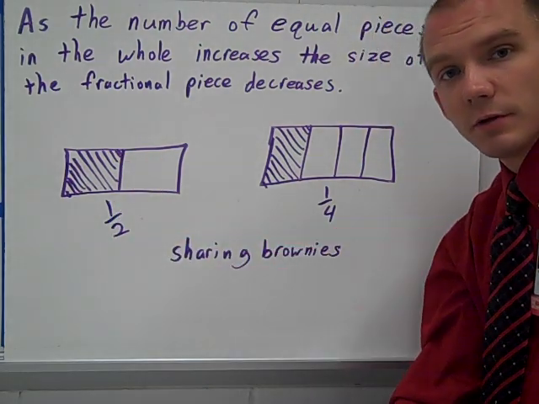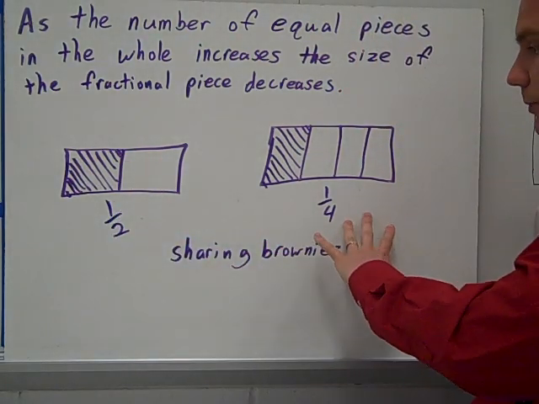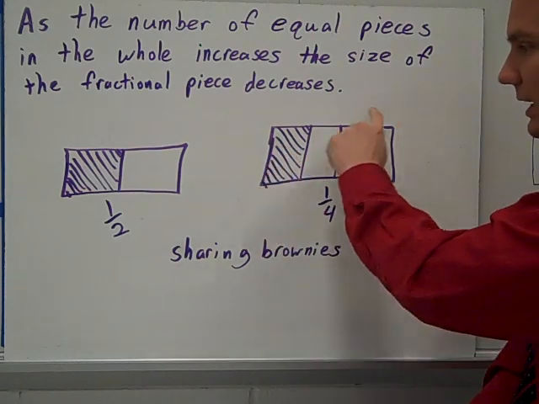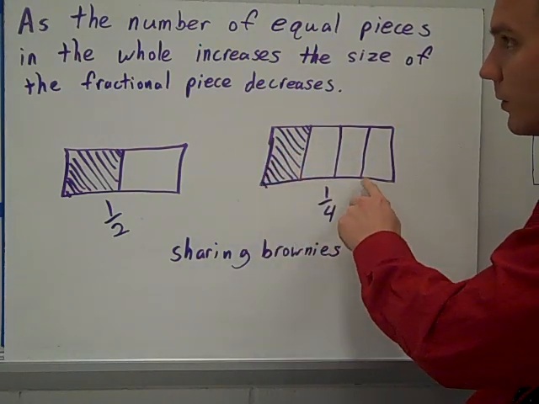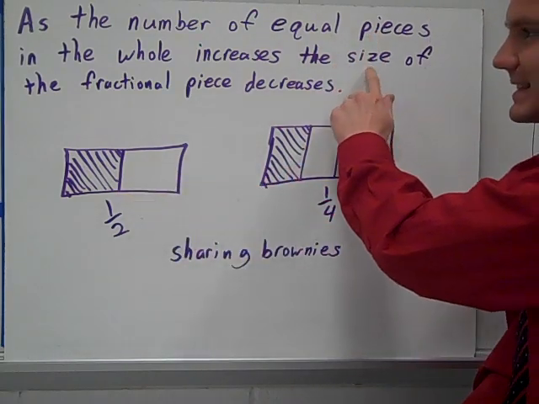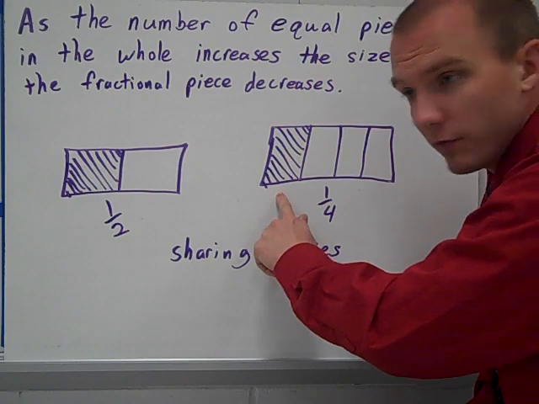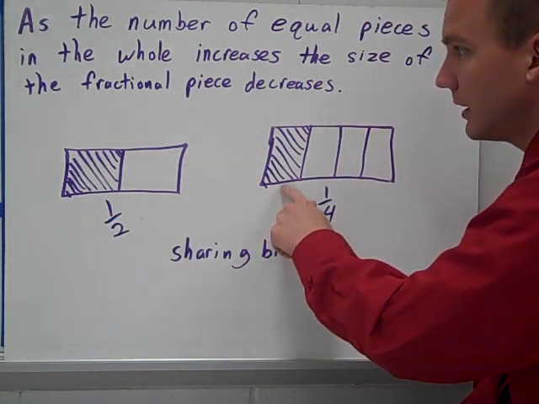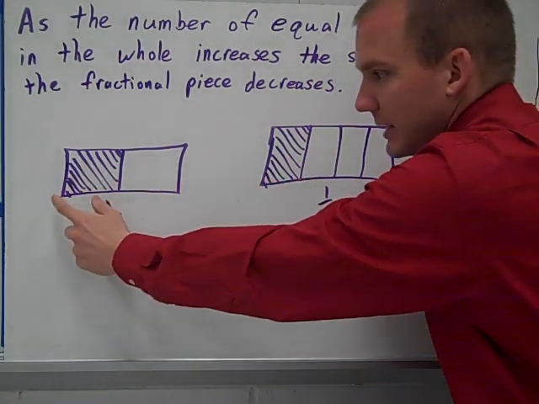But say I'm sharing with 4 people. So now there's 4 people, and I have the same size brownie, 1, 2, 3, 4. Well, as the number of equal pieces increases from 2 to 4, the size of the fractional piece, the 1/4 versus 1/2, gets smaller. This fourth is less.